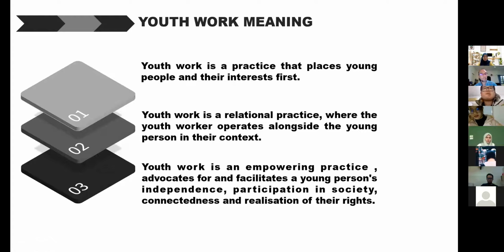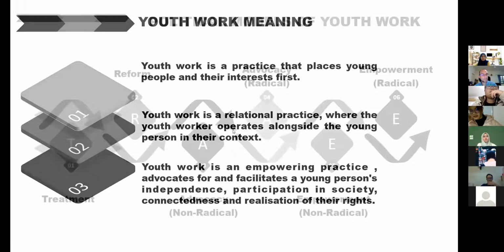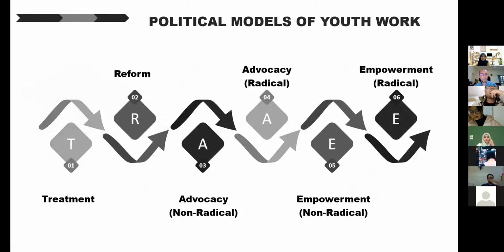This also relates to the meanings. Okay, I think we can skip this slide because we just defined it essentially. This is just another definitional slide. So I think we can just skip this and go to the next one. Okay, all right.